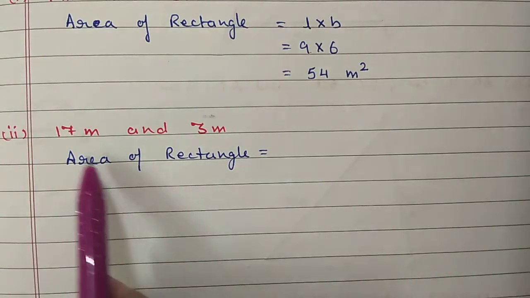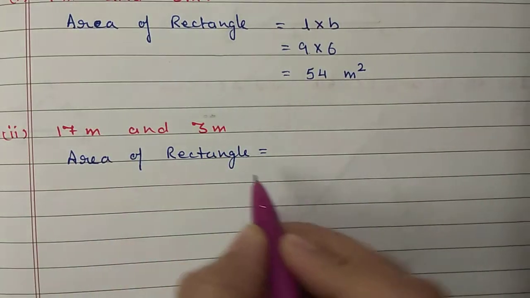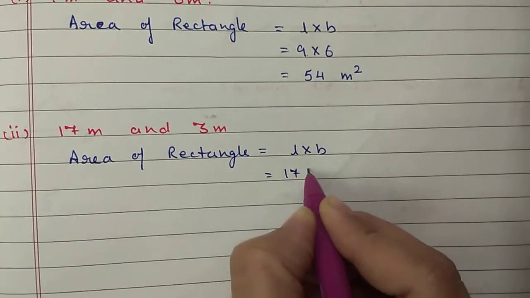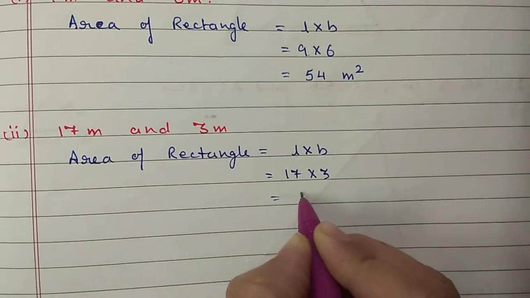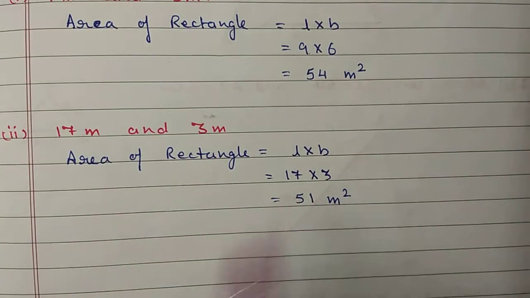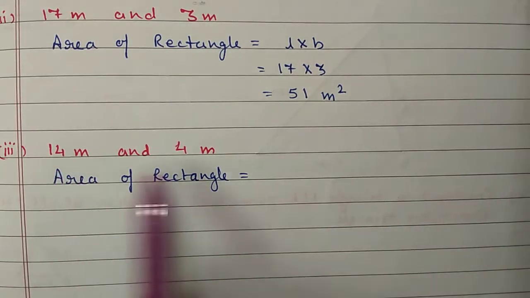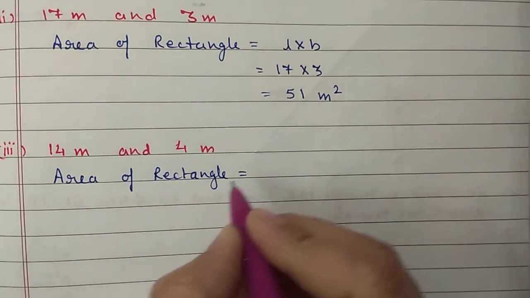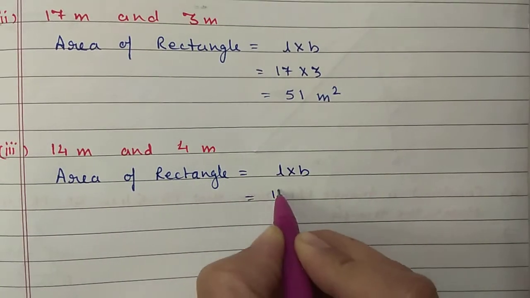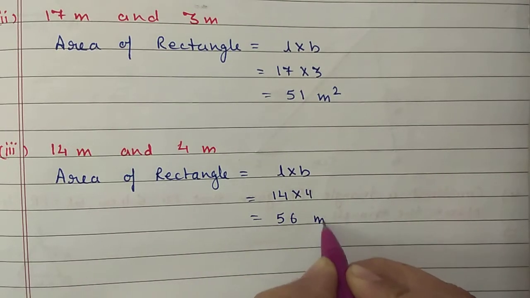Second part, when length is given 17 and breadth is given 3 meter, area of rectangle will be length into breadth. 17 into 3, and 17 times 3 is 51, unit will be meter square. Meter into meter will become meter square. Third part, length is given 14 and breadth is given 4 meter. Area of rectangle will be length into breadth, 14 into 4, and 14 times 4 is 56 meter square.